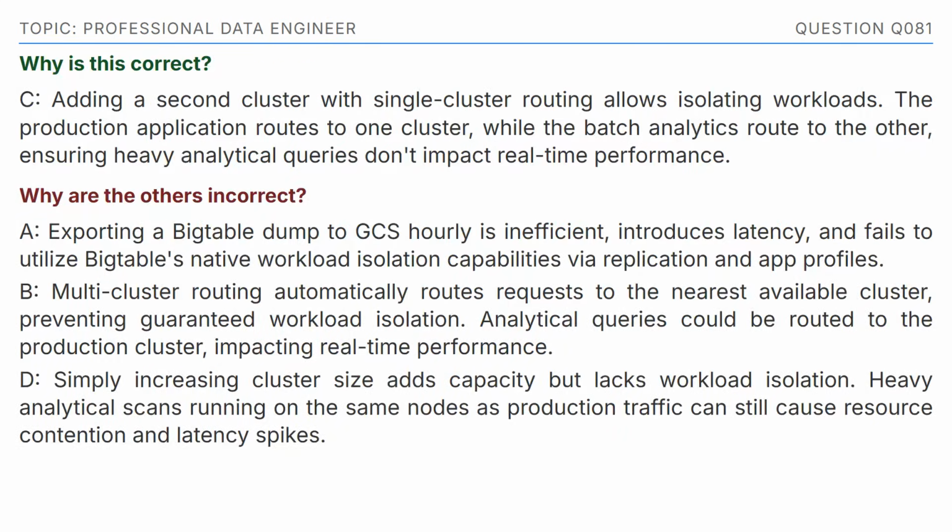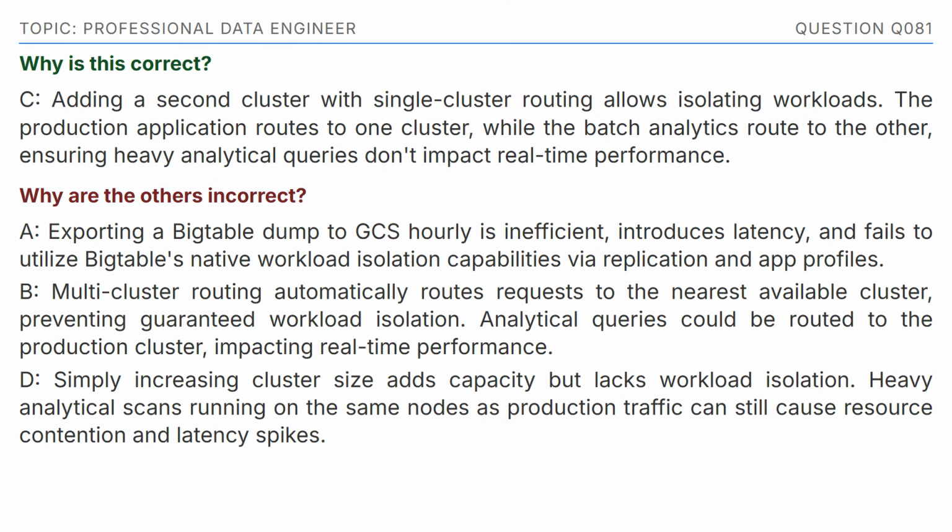Why is this correct? C. Adding a second cluster with single cluster routing allows isolating workloads. The production application routes to one cluster, while the batch analytics route to the other, ensuring heavy analytical queries don't impact real-time performance. Why are the others incorrect?